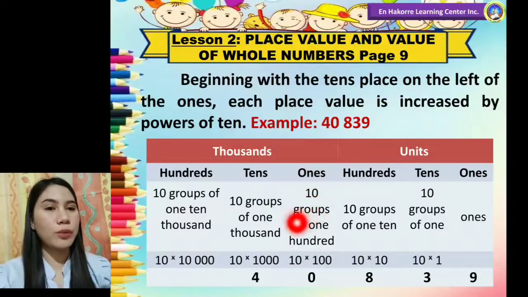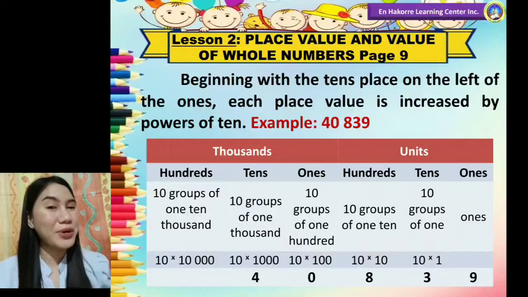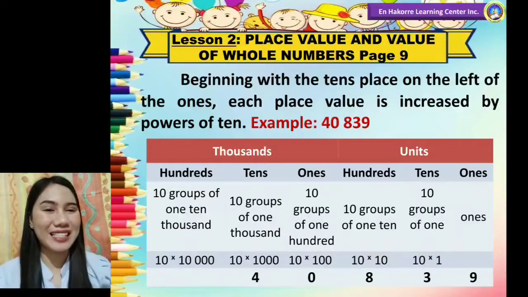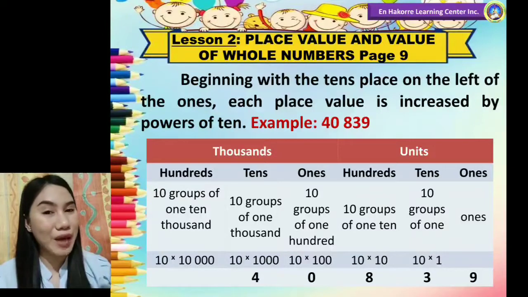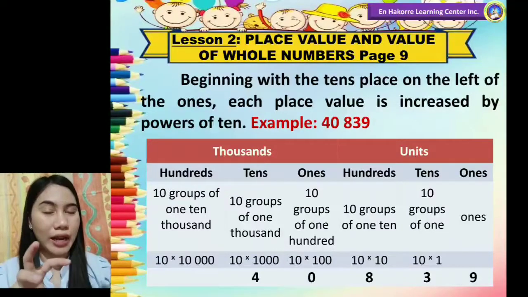So 10 groups of 100. When we talk about 10 groups of 100, meaning we multiply 10 to 100. So 10 times 100 is equal to 1,000. So you have there on your thousands place in the number 40,839, you have there 0, meaning there are no other digits in that position.